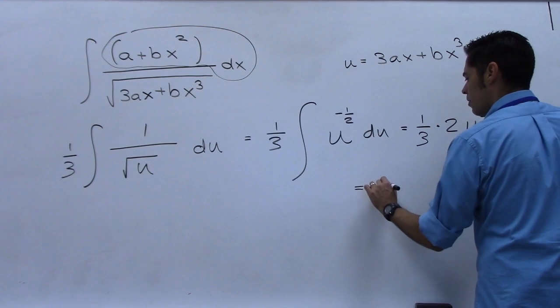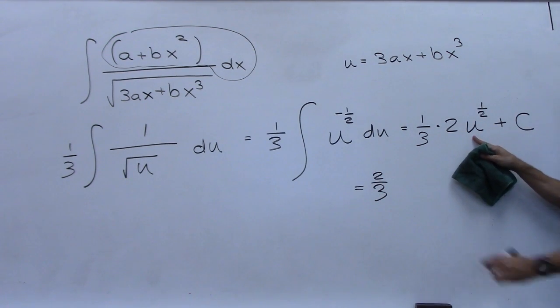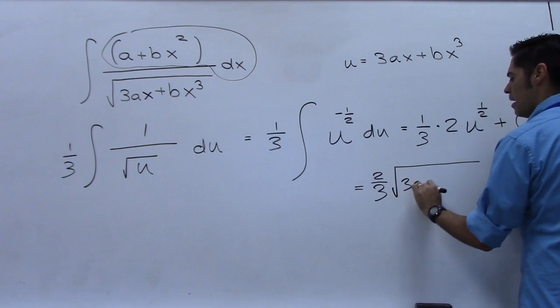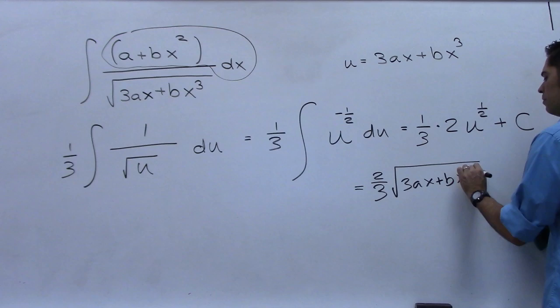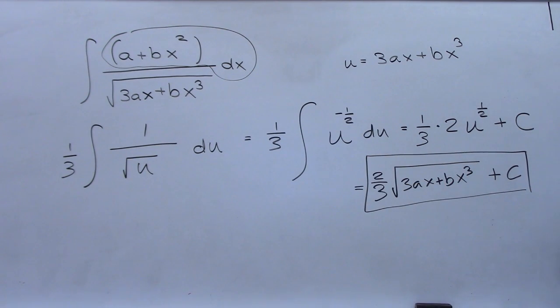2/3 instead of 1/3 times 2, so 2/3. This is really the square root. So I'm going to go square root of u, but u was 3ax plus bx cubed plus c, and I'm done. Did that clarify everything for you?